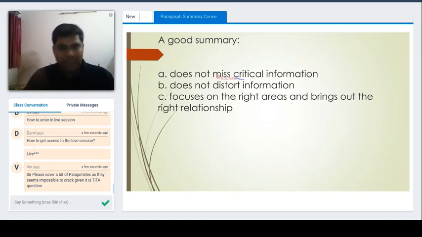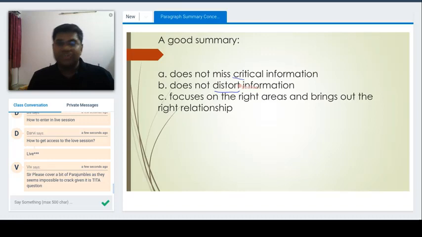So my point is, there are many ways in which, in reading comprehension and summary, the options are distorted. By distortion, I mean that X is given in the paragraph, but something different from X is given in the actual option. So you have to compare the option. And secondly, it says a good summary focuses on the right areas and brings out the right relationship.